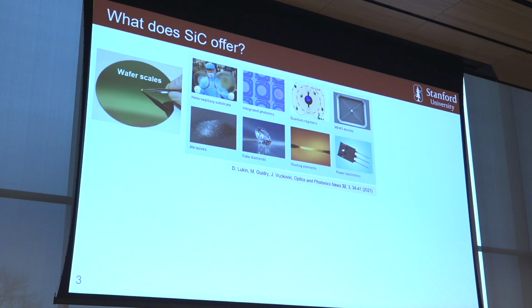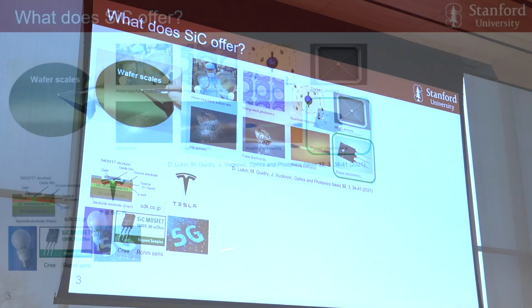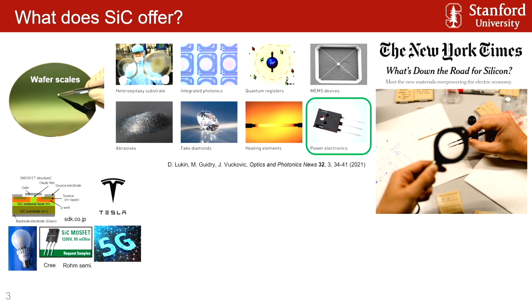But in addition to being like diamond, it has other functionalities. In particular, you can dope it. That's why it's been found in wide use in power electronics, for things like inverters in Tesla cars, components in 5G technologies, and LED light bulbs. It was actually the basis of the first LED light bulb in 1907. And there's this fun idea of what other semiconductors you can use besides silicon.